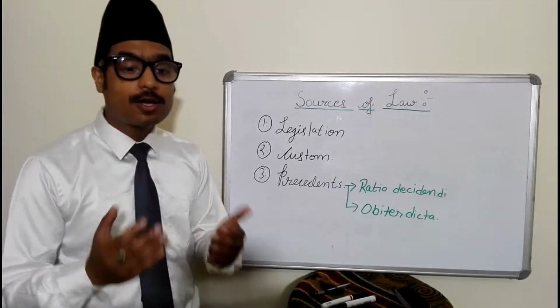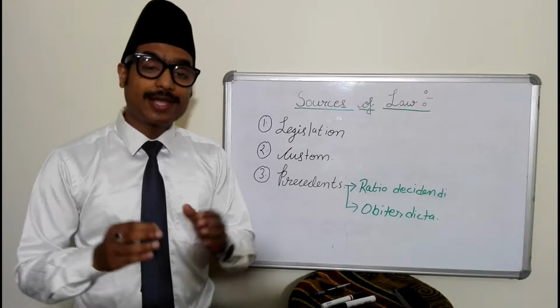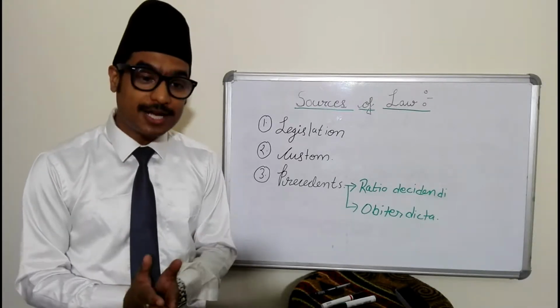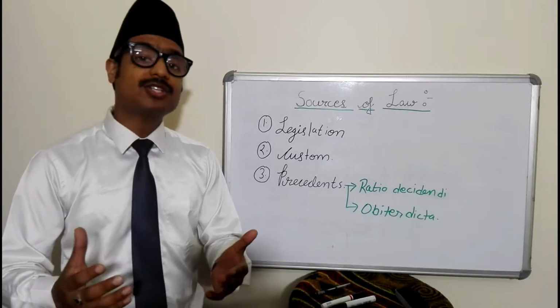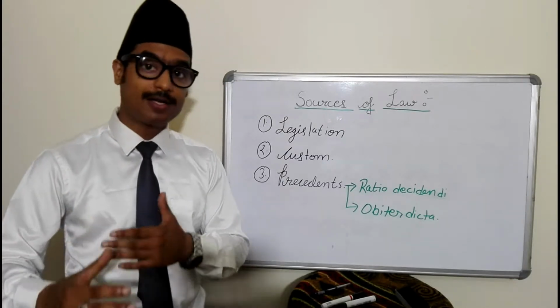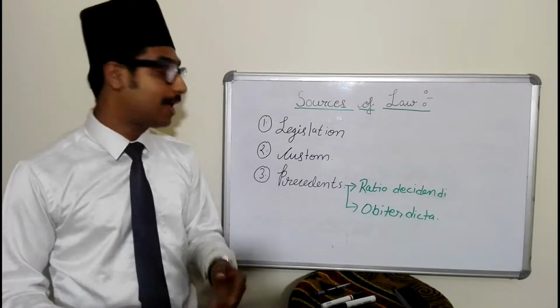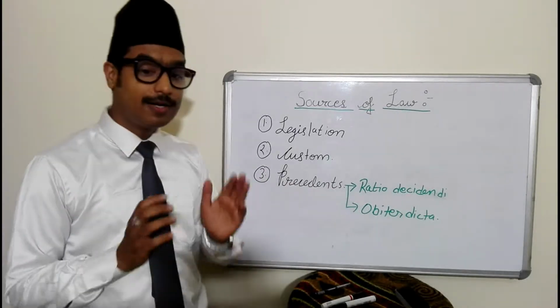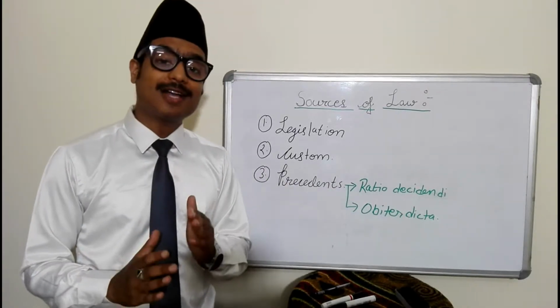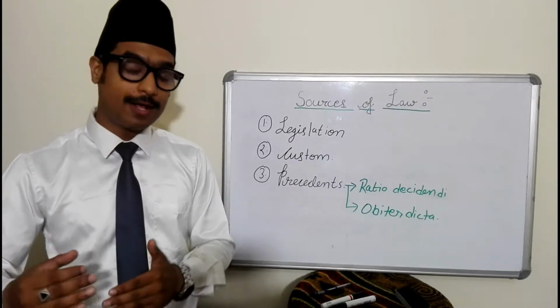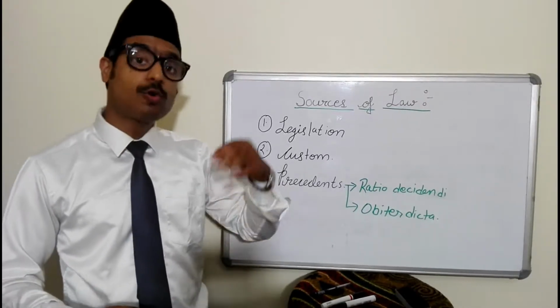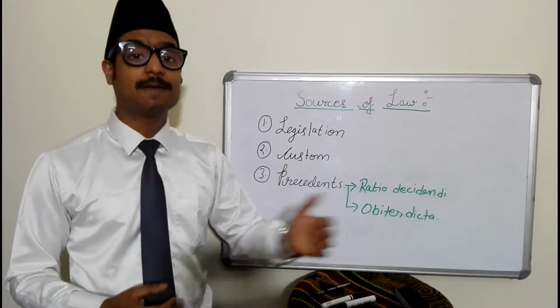Now what is ratio decidendi? We can simply understand ratio decidendi as the reasons for decision, the reasons that the judge gives while deciding a case. And what are obiter dicta? Obiter dicta are simply statements made by the way, in the course of the decision.